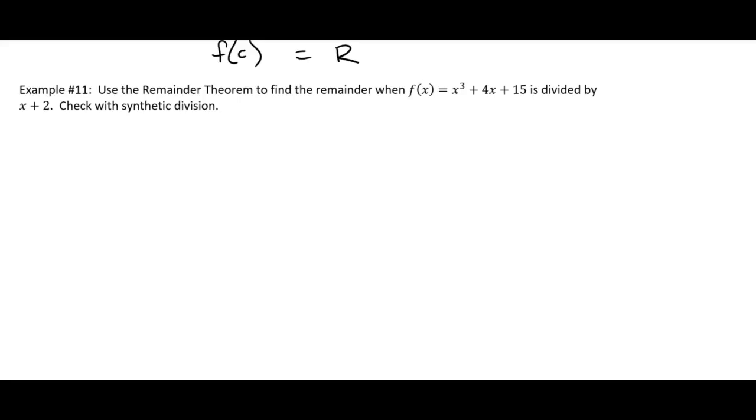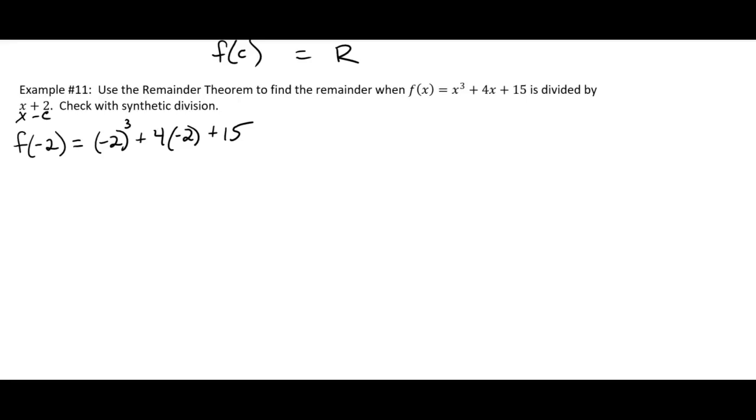Use the remainder theorem to find the remainder when this function is divided by x plus 2. Check with synthetic division. Okay, so I think they kind of take a backward approach. They say f of negative 2 is going to equal negative 2 to the 3rd power plus 4 times negative 2 plus 15. Now that should seem normal to you. You're taking a function and you're evaluating it at negative 2. Now, why do you have to use negative 2? Again, it's that x minus c idea.